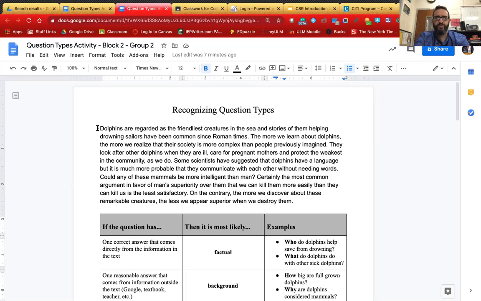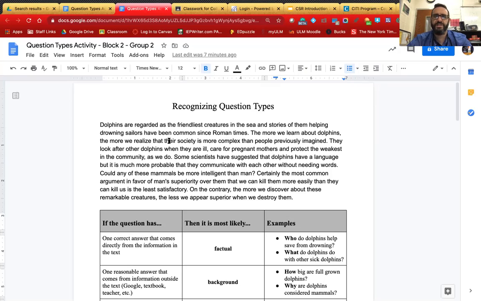Could any of these mammals be more intelligent than man? Certainly, the most common argument in favor of man's superiority over them, that we can kill them more easily than they can kill us, is the least satisfactory. On the contrary, the more we discover about these remarkable creatures, the less we appear superior when we destroy them.